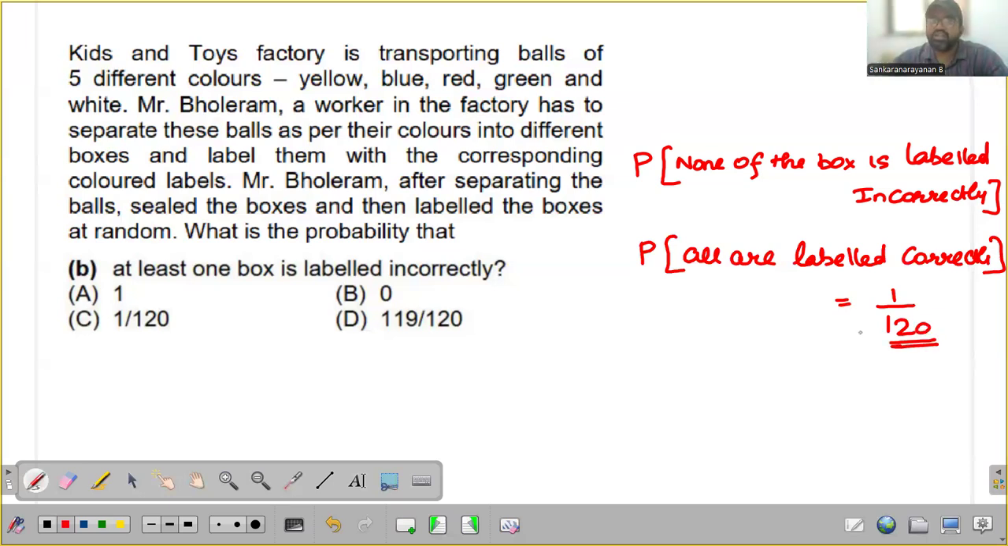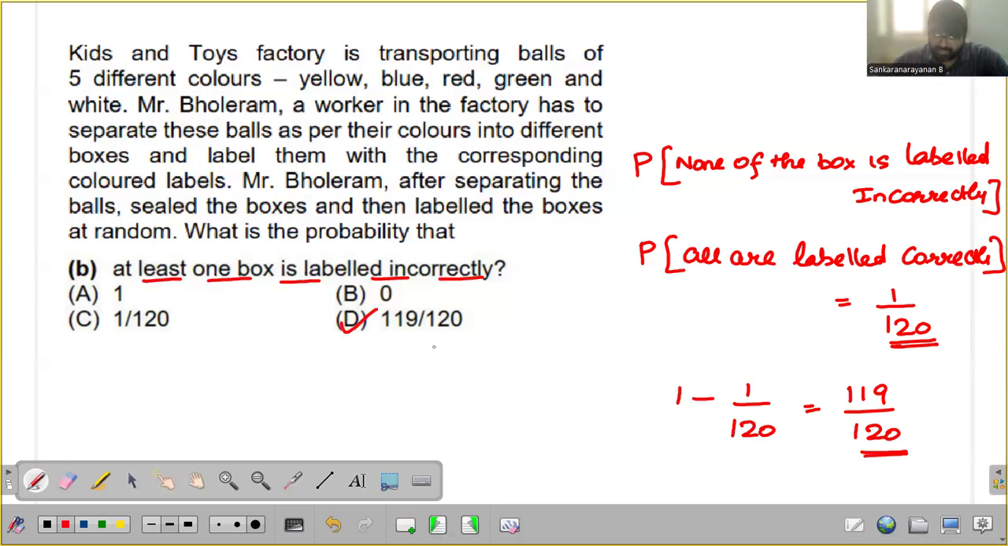Now, that is not what they are asking. It says that at least one box is labeled incorrectly. That is nothing but the negation of this situation. So my answer will be 1 minus 1 by 120. You can see that results in 119 divided by 120. Be careful with this, okay? So option D, it reads 119 by 120. That is going to be our answer.